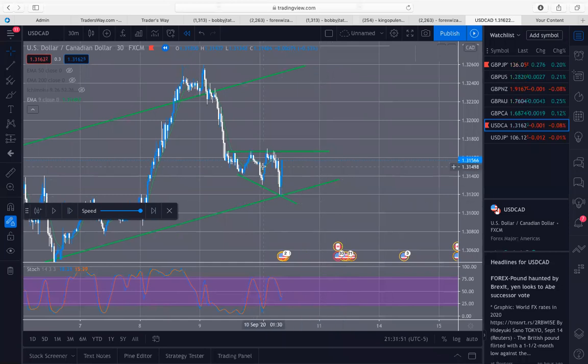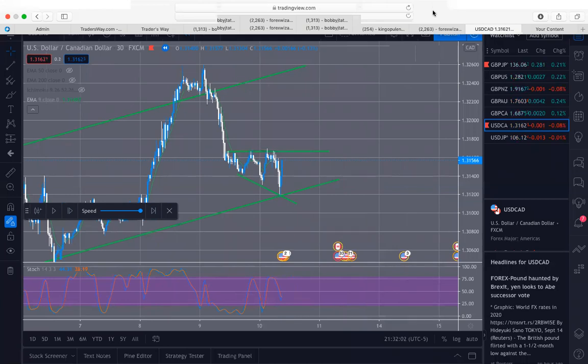What I did was I just identified this pattern. Can anybody tell me what type of pattern this is? If you know, please share in the chat box. If you don't know, that means I need to do a better job of teaching you, which is not a problem. So it is an expanding triangle. It can have a lot of different names.